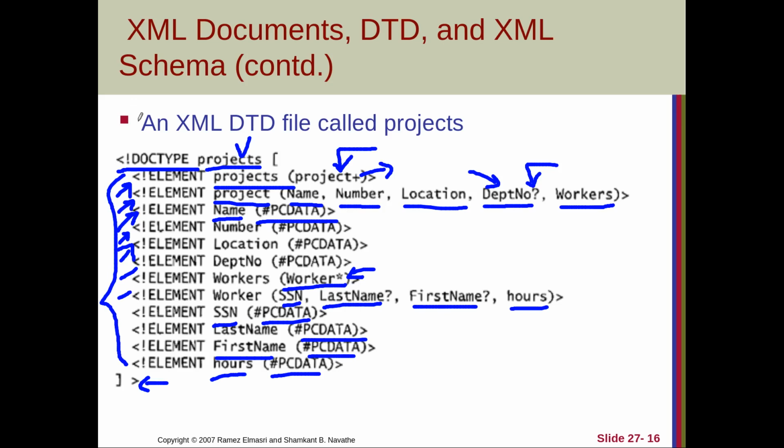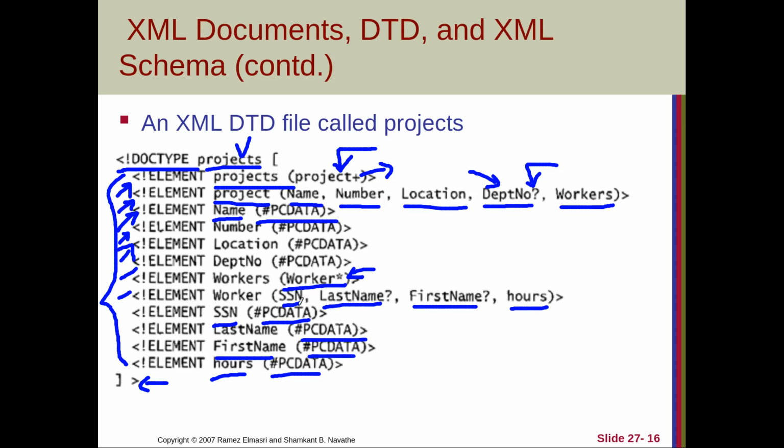So once again, it is starting with DOCTYPE, projects, that is the name of the root element, square bracket. Then we have to specify each of the elements: element projects, within the bracket specify the property. The property is project, plus we are having a symbol. Then element project, then project specification: name, number, location, department number, workers; department number is having a question mark. Then again description of these data: element name #PCDATA, number #PCDATA, location #PCDATA, department number #PCDATA. So #PCDATA are strings. Then workers, again worker star, we are having a symbol.